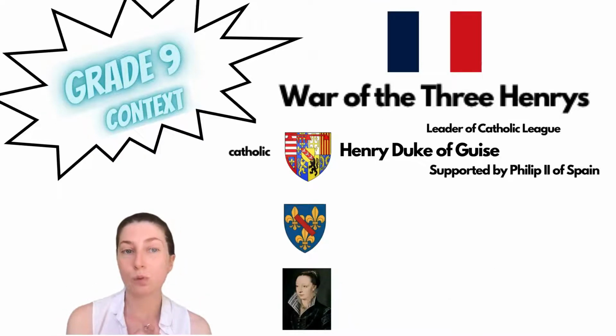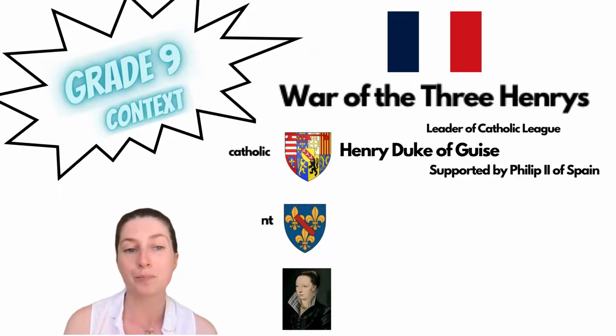Now, this led to what we know of as the War of the Three Henrys. So we had the Catholic Henry, Duke of Guise, who was vying for power. He was the leader of the Catholic League, which was a group of Catholics in France, but also supported by Spain. He was personally supported by Philip II of Spain.